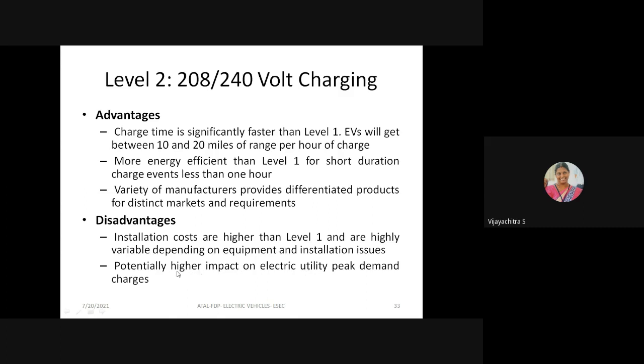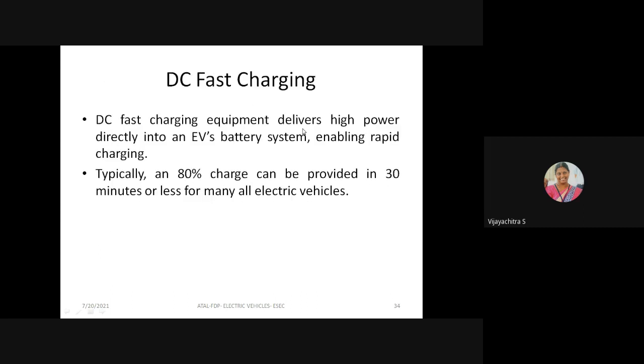And potentially it can have a higher impact on electric utility peak demand charges. So the charges are also somewhat high for using 240 volts charging. Here I would like to say that for Indian users, it is better to prefer 230 volt charging.